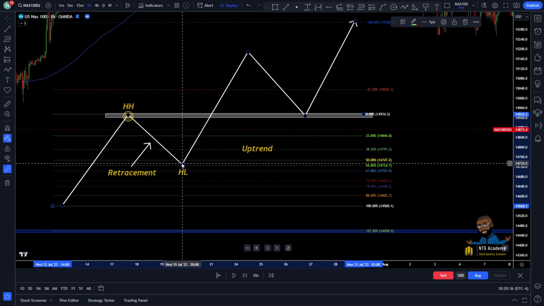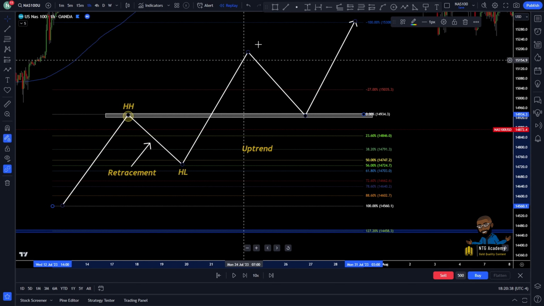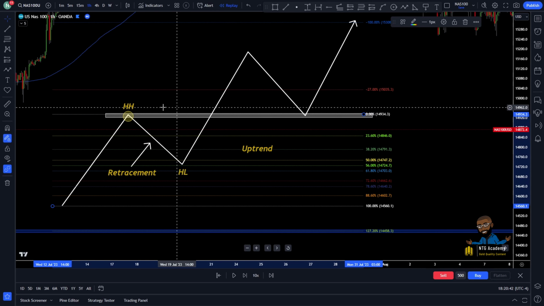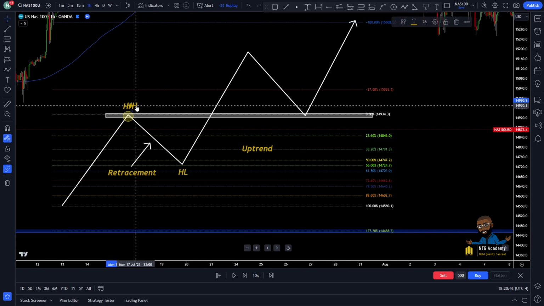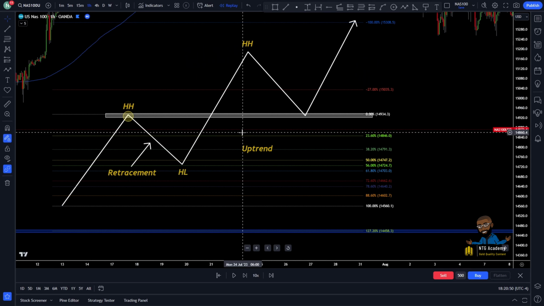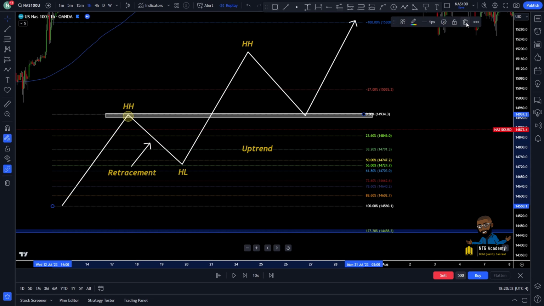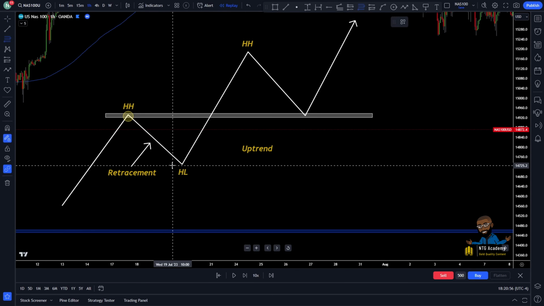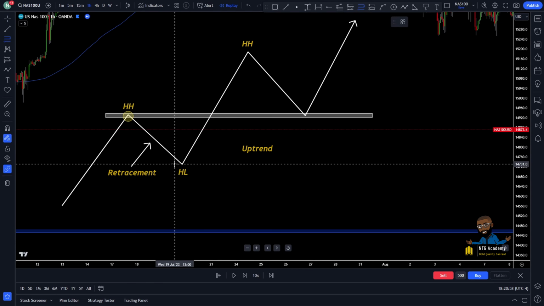And what happens is once we touch that area, we continue, right? We have a continuation. Once we get that continuation, we actually break the higher high. And now what we're doing here is creating another higher high. Okay, so now that we reached the new peak of the higher high, again, we can draw the retracements again to see where the market is going to retrace.